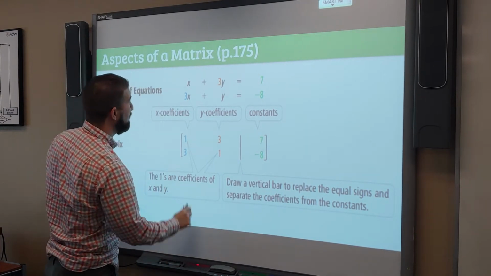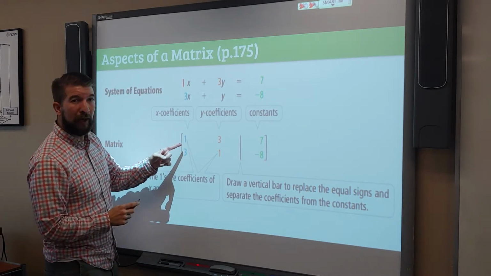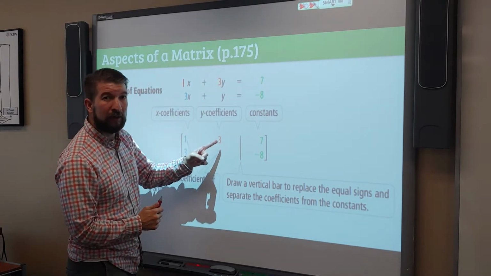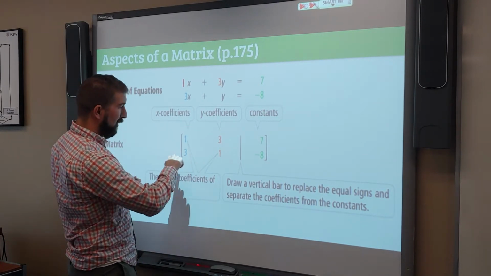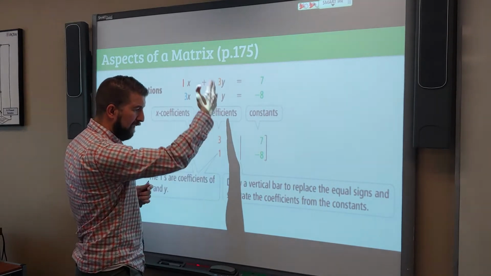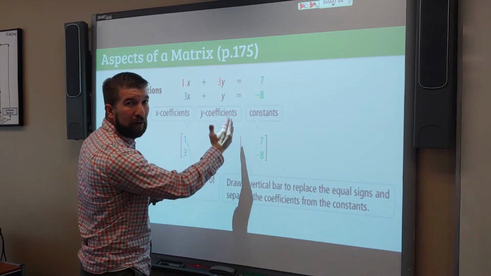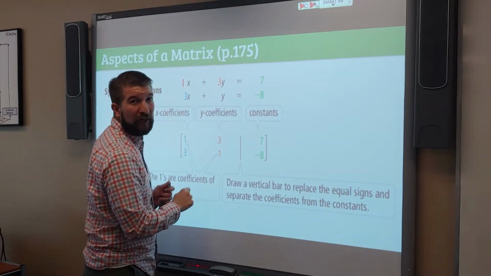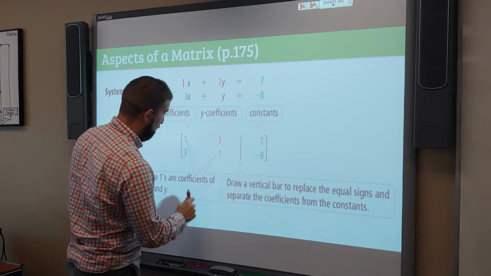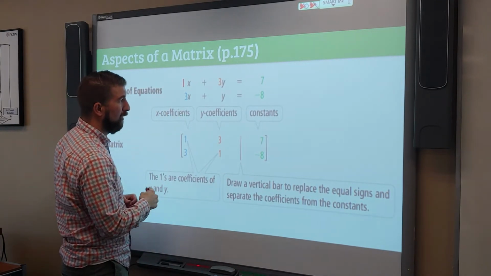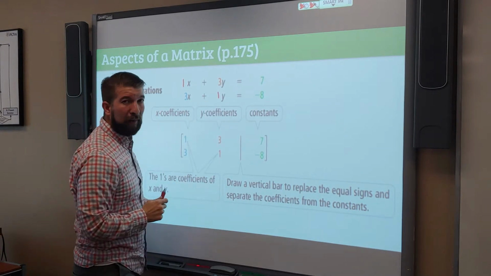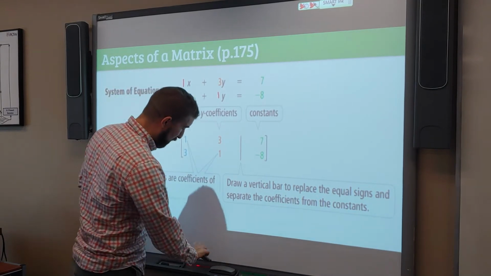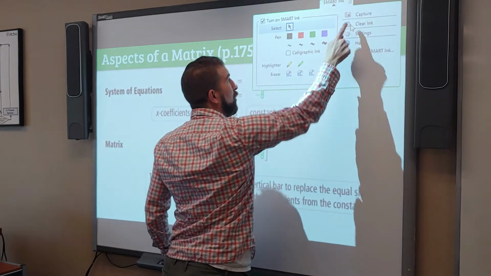So right here, remember this is an invisible 1, so I put a 1 right there. Then I put a 3 in the second spot. Notice my little matrix box, I have a straight vertical line that separates the coefficients from the constant. This is sort of like our equal sign. And so I put my 7 on the right side of the line. Then I take my 3, put it there. My y, remember our invisible 1, our 1 right there, and our negative 8 goes there. Pretty simple so far. So let's practice this real quick.